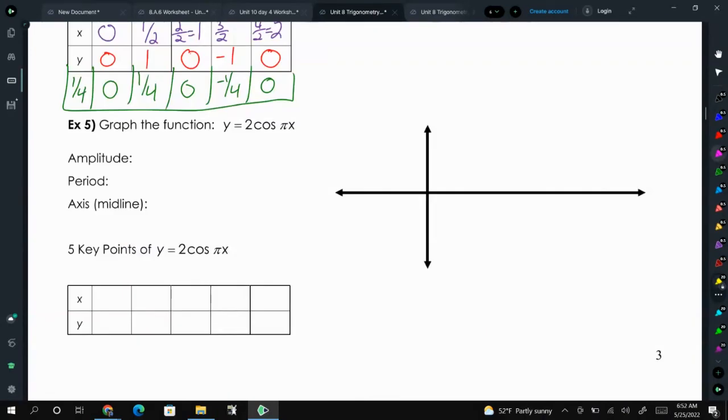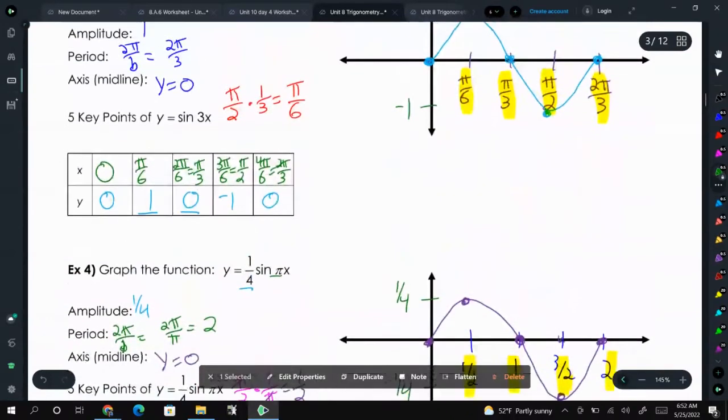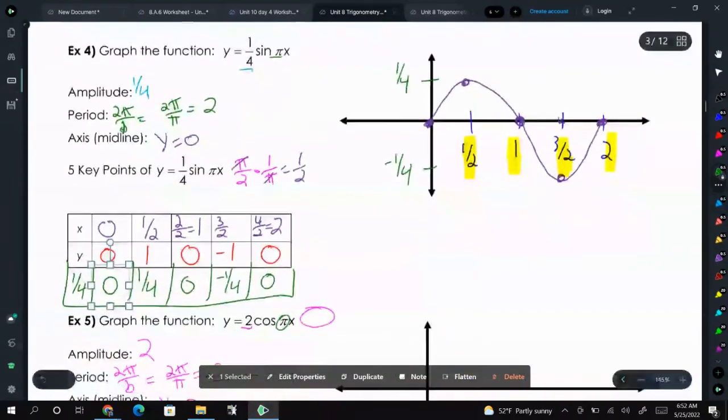All right, our last graph today, y equals 2 cosine pi of x. So your amplitude is 2, period 2 pi over b, or 2 pi over pi, which is 2. Midline is y equals 0 again, because we don't have anything out here. And our increments will be pi over 2 times 1 over pi, because we're dividing by that, which gives us 1/2. So our increments are going to be 1/2 like they were in the problem right before.